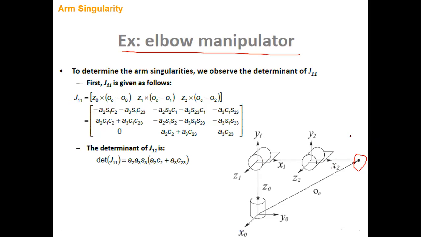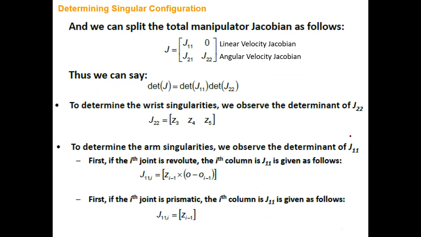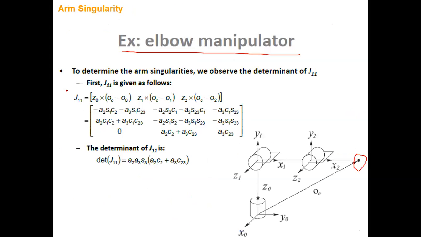Okay, so if you want to find the singularity for this arm, you set the determinant of J11 equal to 0, right? That's how you find the singularity for the arm. Just worry about J11. What is J11? It's the linear part of the Jacobian for the arm. You don't have to worry about the angular part. That's the good news. So how do you find the linear part of the Jacobian?